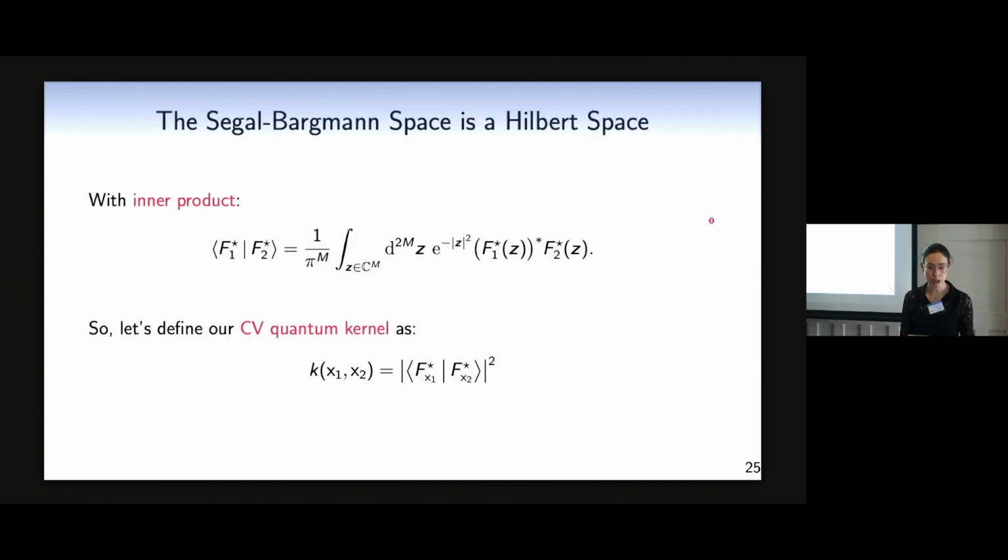So, of course, the Siegel-Bargmann space is a Hilbert space. They're bounded, and again, as I alluded to before, if you've got an M-mode stellar functions, you can just calculate the inner product through this complex integral. And it's a complex integral of a product of a Gaussian and a polynomial, and you can find that analytically. So we're just going to define, again, our CV quantum kernel as a fidelity kernel, like that.